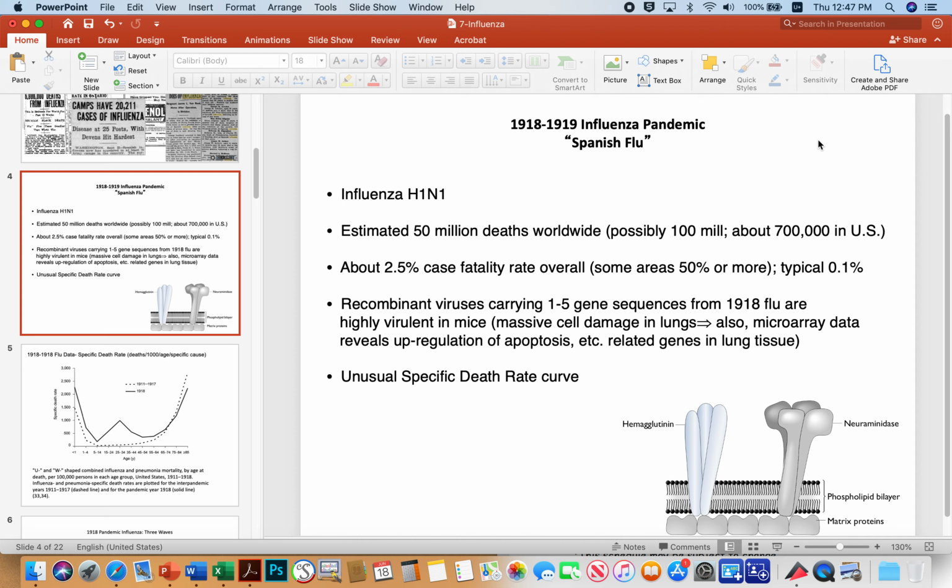Odds are it should be called the Kansas flu, the Kansas pig farm flu, because there's a lot of evidence that it originated in a pig farm in Kansas. But of course, the United States won't cop to that blame. It's estimated that 50 million people died worldwide, but probably more, in the 100 million range, which is insane.